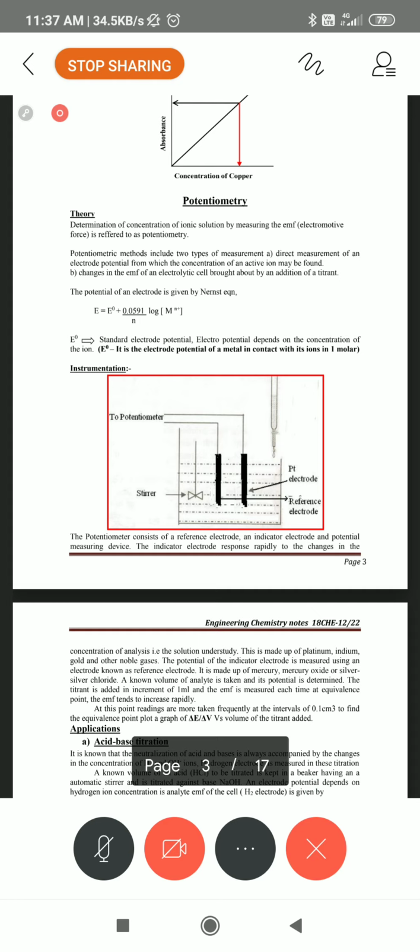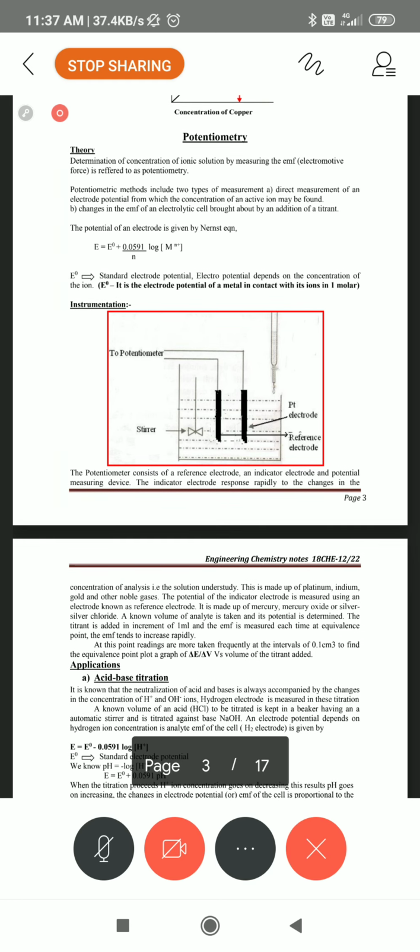The third line is potential, that is delta E. In the delta E, for 0 we get 100 millivolts.